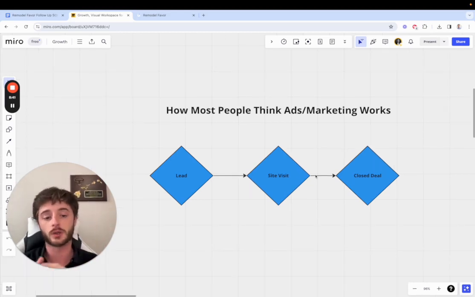And this is where you see a lot of remodelers and GCs have to turn off their ads or marketing because they might be getting leads. Their marketing might be resonating with their target audience, but they're simply not converting those leads. And in turn, it ends up being unprofitable. They have to turn it off and their lead flow stops.